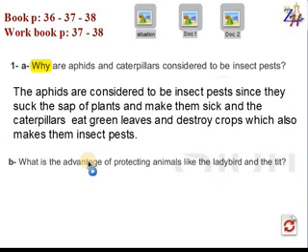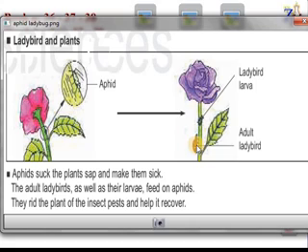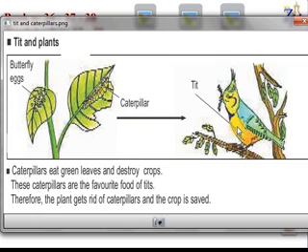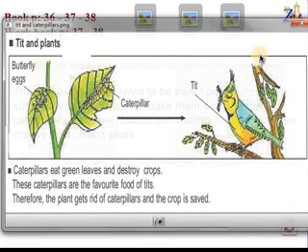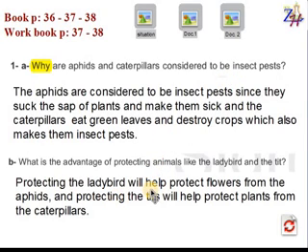The advantage means the benefit, the good thing about it. And what is good about protecting the ladybird and the tit? Why should we protect them? What is good about this? We notice here also in the two documents, the ladybird is eating the aphid and ridding the plant of the aphid, and the tit is eating the caterpillar and ridding the plant of it. So we can say that protecting the ladybird will help protect flowers from the aphids, and protecting the tits will help protect the plants from the caterpillar.